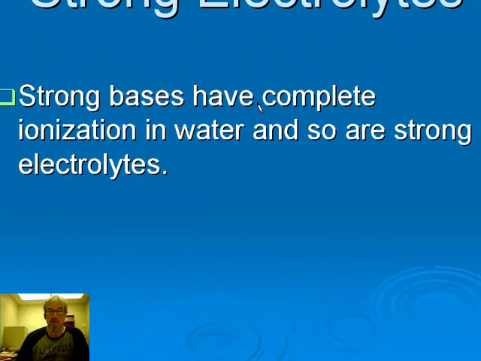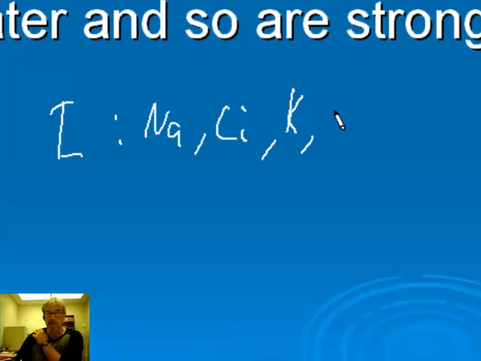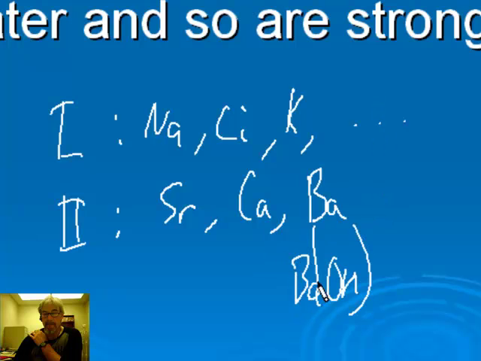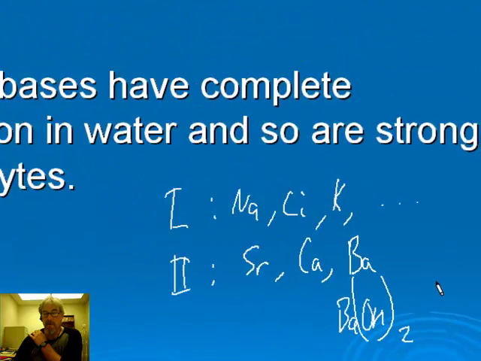Strong bases have complete ionization in water, and so they're strong electrolytes. Now, what are the things that actually dissolve in water? Well, all group 1s, so sodium, lithium, potassium, that whole group, and some group 2s. And specifically, it's strontium, calcium, and barium hydroxides. So these are all hydroxide salts, like, for example, Ba(OH)2 dissolves well in water, and that makes it a strong electrolyte.